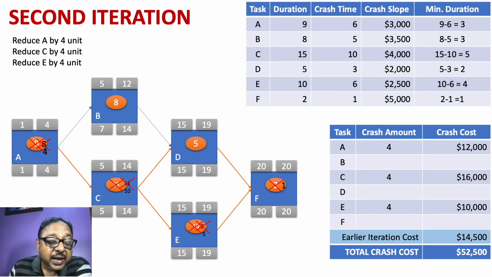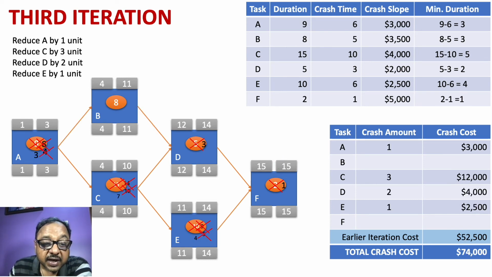By doing that, I get this network where I am able to complete the project in 20 weeks. In 20 weeks, I am able to complete the project. However, I noticed that now I have 2 critical paths in my project. That is, my project has become much more risky. Also, I have incurred a cost of $52,500.